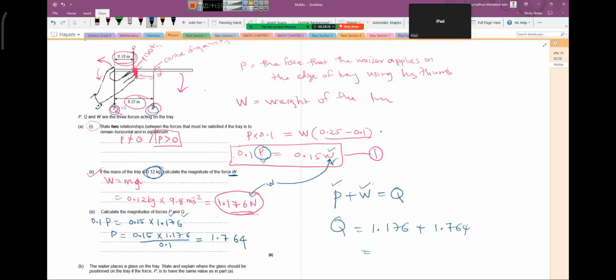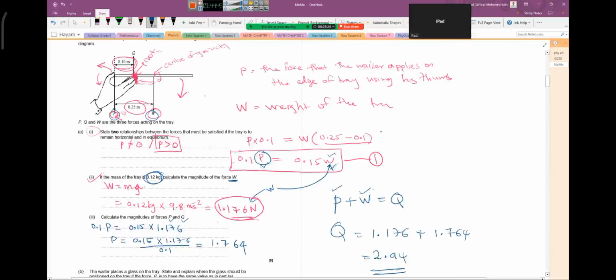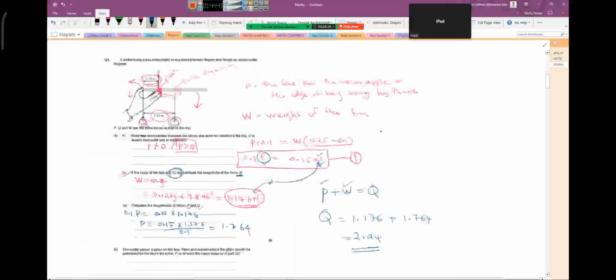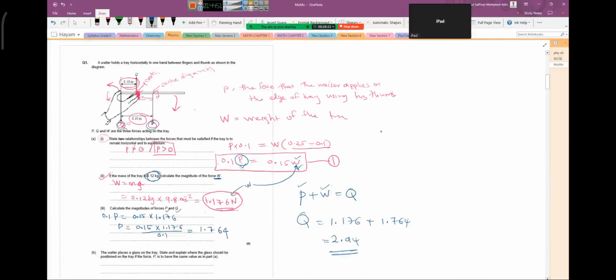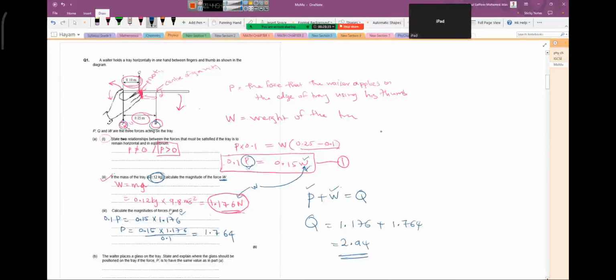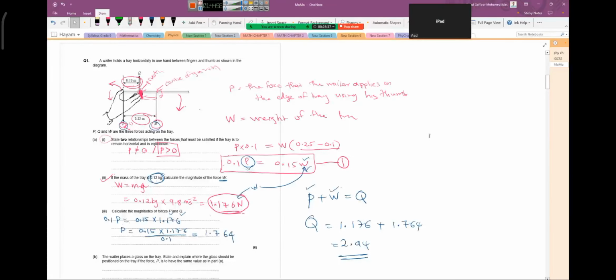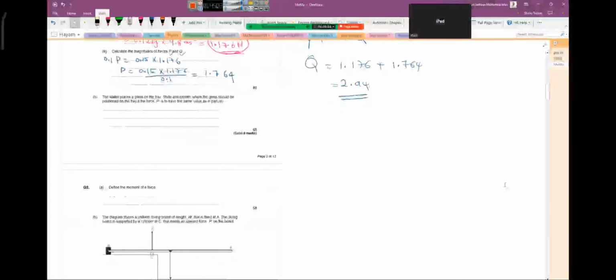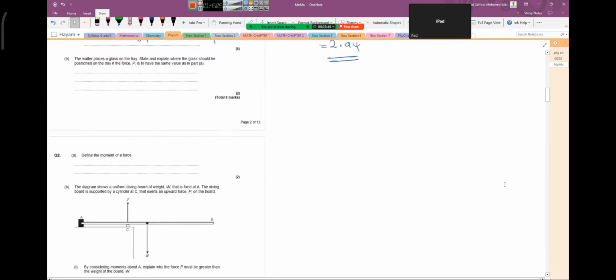2.94. Is this simple or hard? Yeah, it's okay. Right. Okay. Can you quickly write it down? And I have to stop it. So yeah, I took the screen. Okay. Right. Now B part.